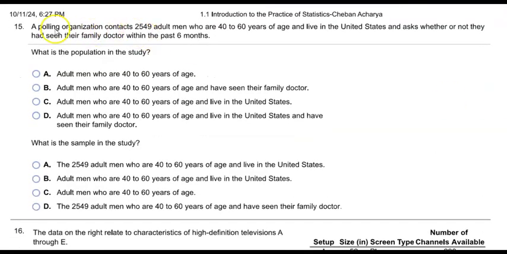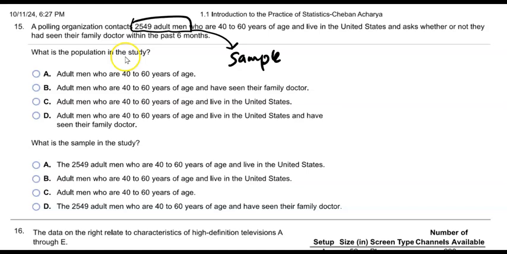Question number 15. A polling organization contacts 2449 adult men who are 40 to 60 years of age and live in the United States, and asks whether or not they had seen their family doctor within the past 6 months. So this number of adult men is a sample, because that many people are surveyed. Remember the sample: in this sample, there are people between 40 and 60, they are men, and they live in the United States. They are asked whether they saw the doctor in the past 6 months or not.